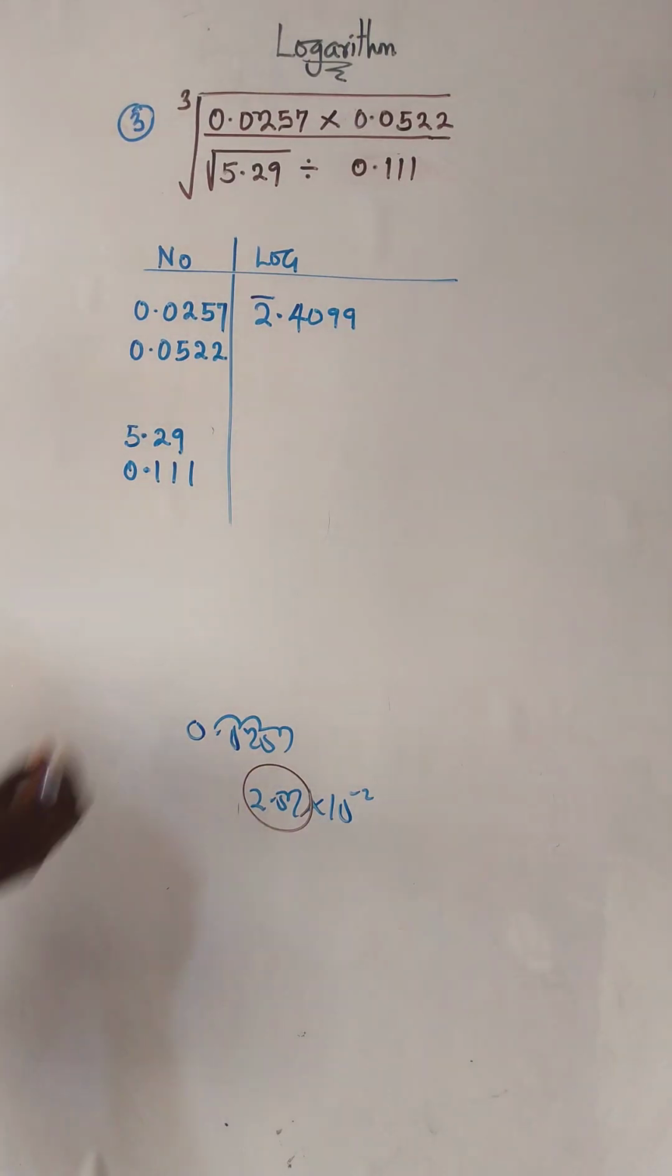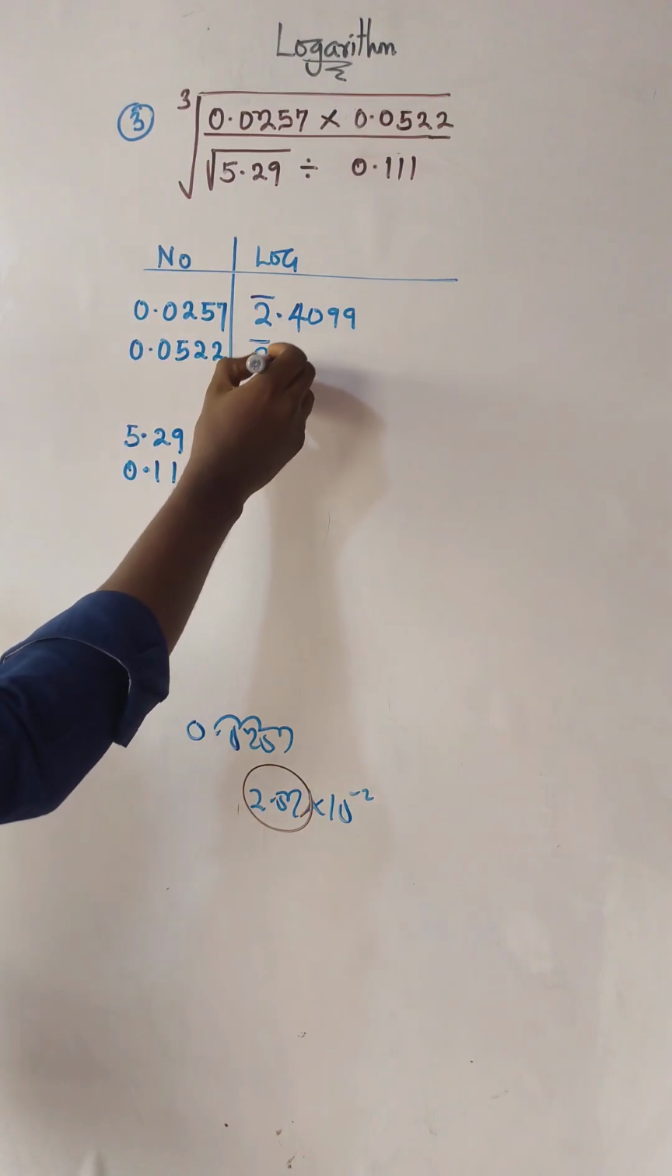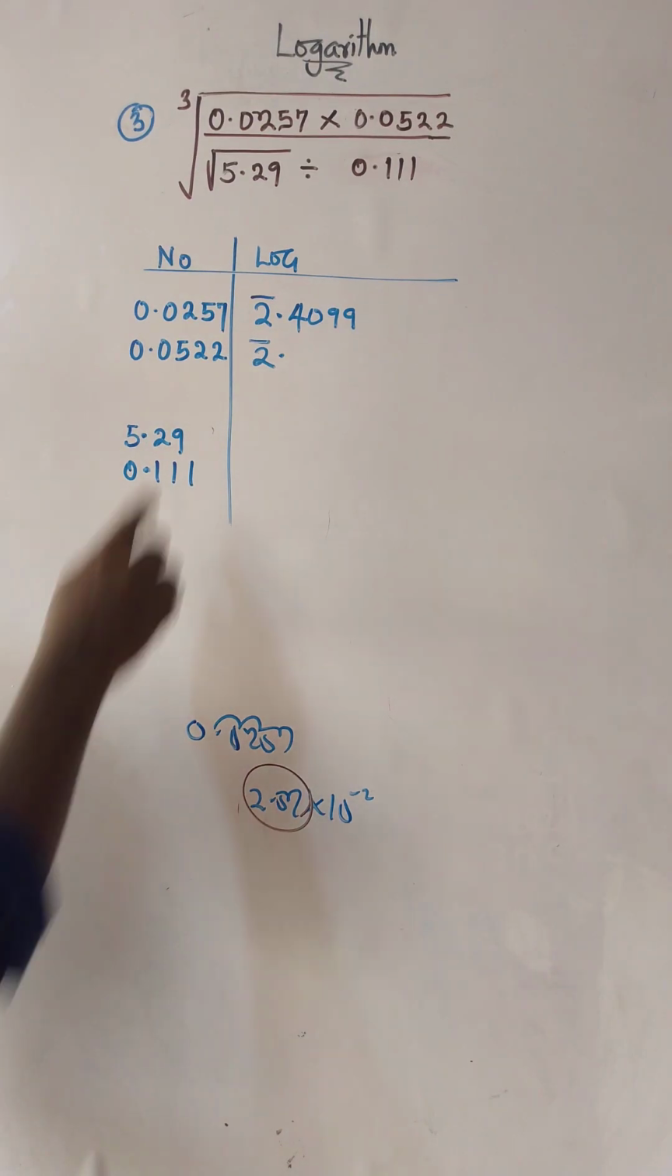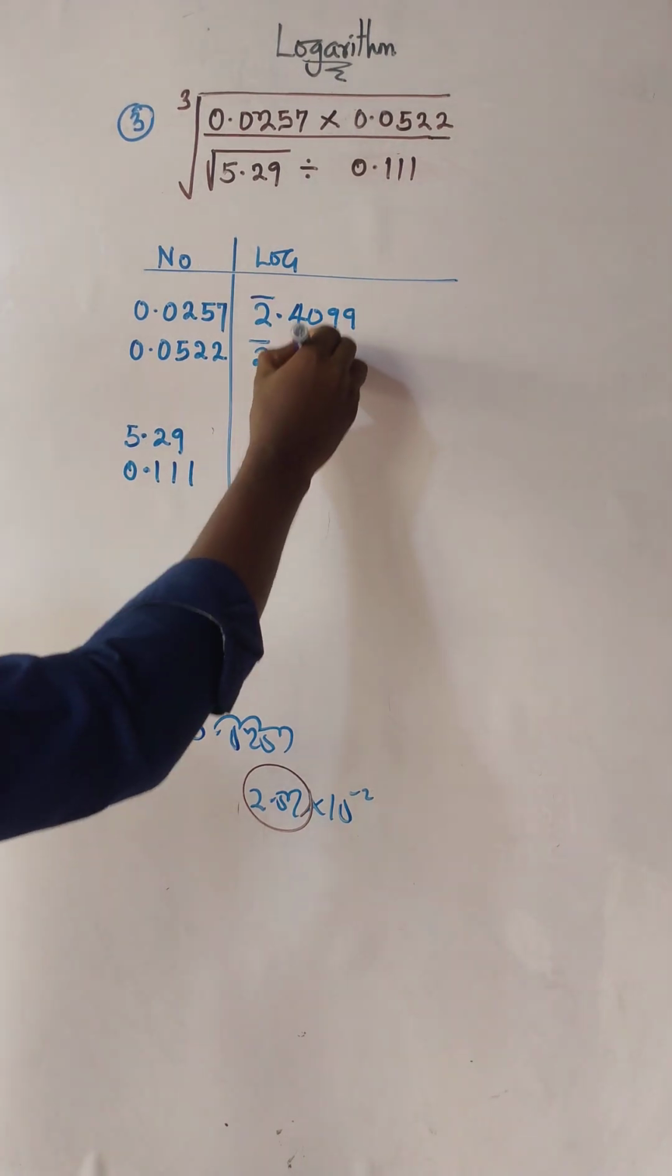Same thing goes for this one. We shift this one how many times? Twice. 1, 2. Standard form. That's bar 2. Then go to the logarithm table, check 52 under 2. 52 under 2 should give you 7177.